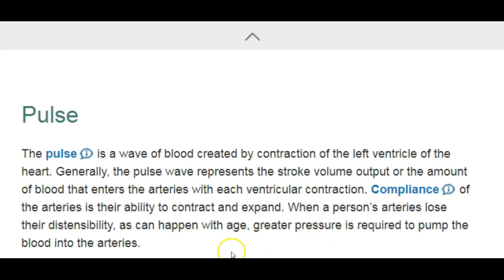Now, when we become older, like our older population, when a person's arteries lose their distensibility, as can happen with age, greater pressure is required to pump the blood into the arteries. So just know that with our older adults.